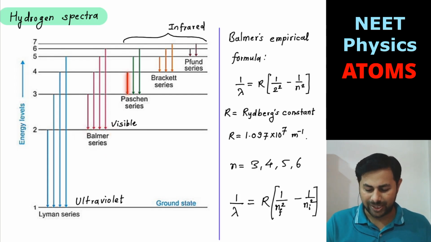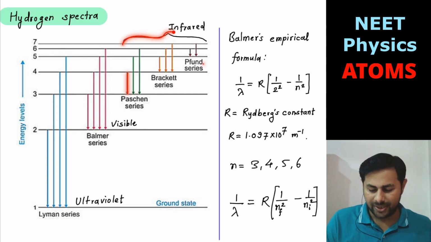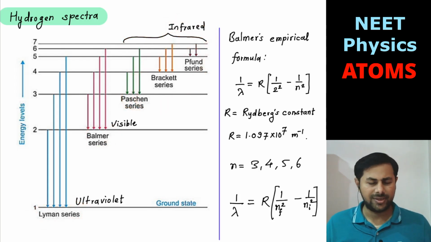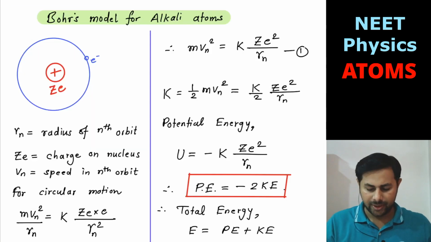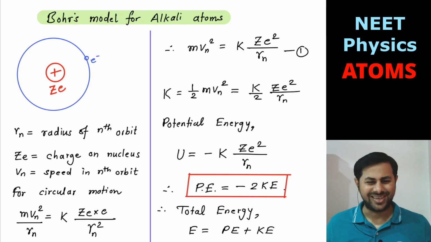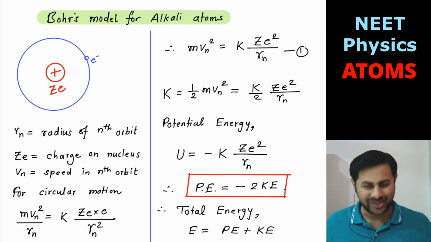The next were Paschen, Brackett and Pfund. They lie in the infrared region. So Lyman is ultraviolet, Balmer is visible, and the other three are infrared. Is this clear, everyone? So Bohr's model can explain atoms which have only one electron in the outermost orbit. That's it, right? Others it cannot explain.